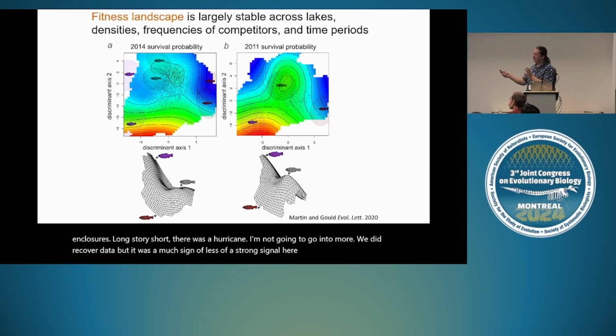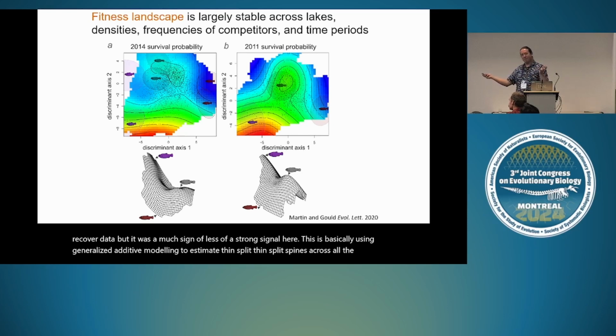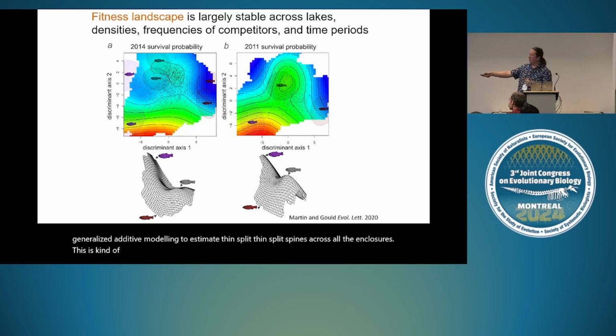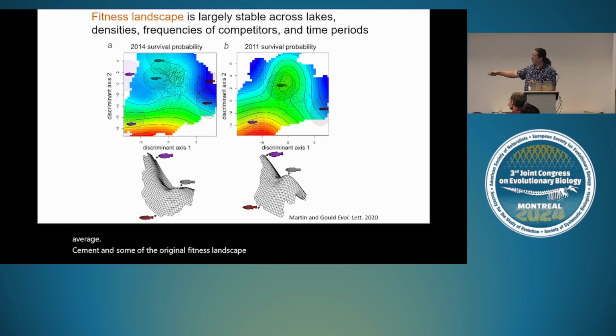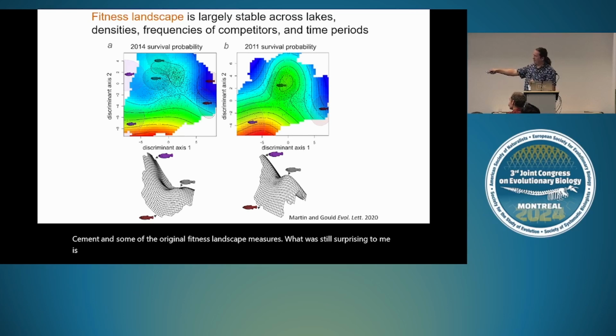This is basically using generalized additive modeling to estimate thin plate splines across all the enclosures. This is an averaged view of what that landscape looks like. But if we compare the average estimate to some of the original fitness landscape measures, what was still surprising to me is that these peaks are in the same place in morphospace. So there is some stability there.